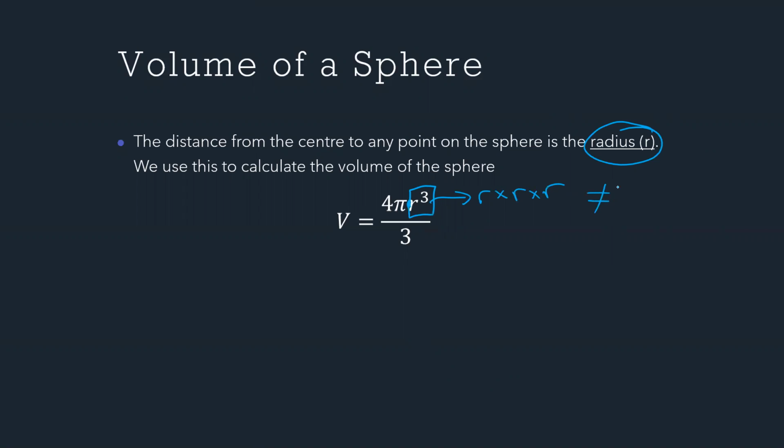Do not confuse this with 3 times radius. That's not the same thing. So don't confuse that. So this is not correct. This is what we're looking for: radius times radius times radius, divided by 3.